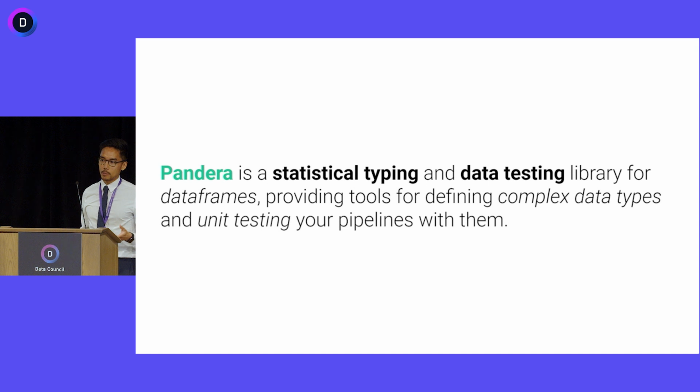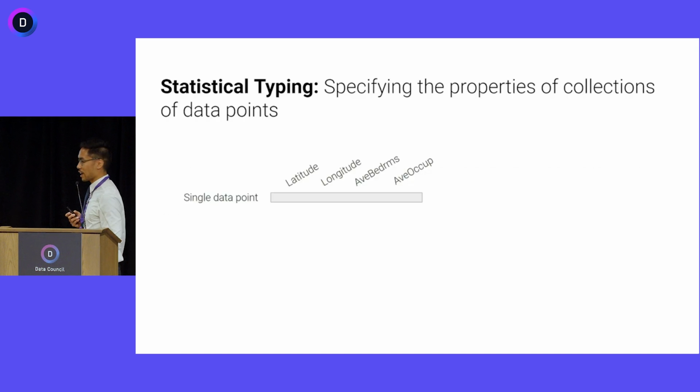But the way I frame it is it's a statistical typing and data testing library for data frames, providing tools for defining types for complex data containers, and then also unit testing your pipelines with them. So there are these two terms, right? Statistical typing and data testing. I think they're worth getting into. Statistical typing is extending the primitive data types to have semantics about collections of that type.